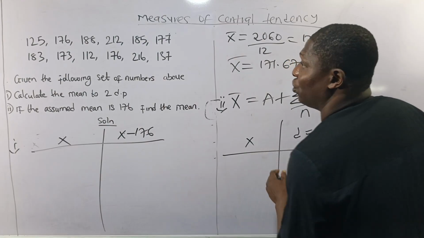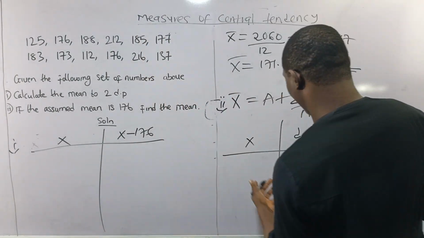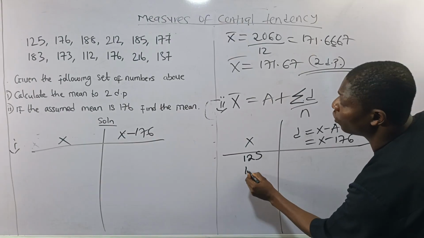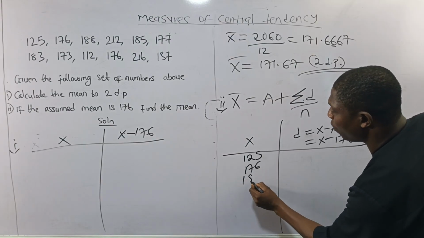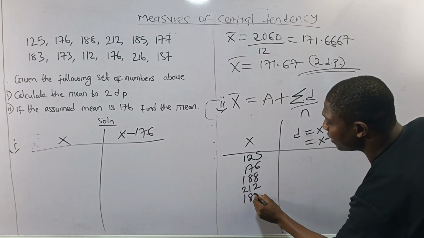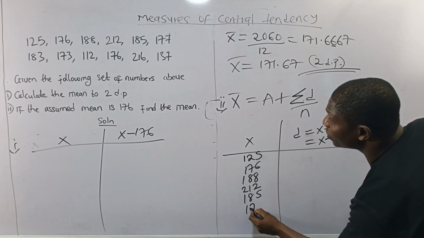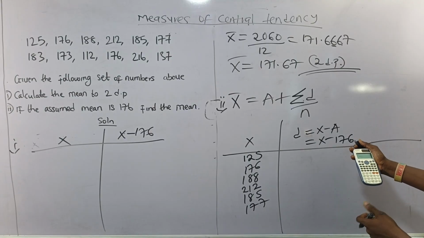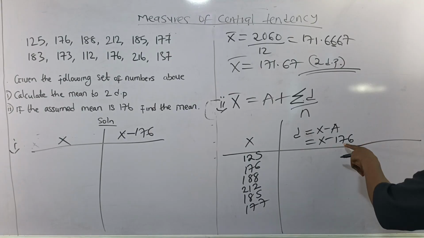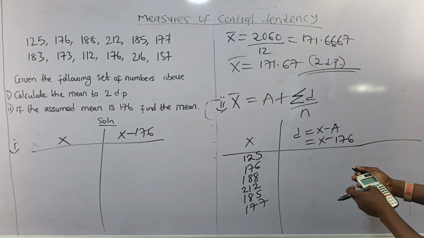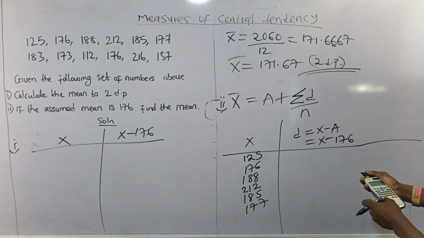I know this will not be enough, so let me copy the first 6 pieces of information and put it here. So this is 125, 176, 188, 212, 185, and 177. If you are using a Casio FX calculator, you can simply save this 176 to save your time. So I'll press 176, then shift store X.